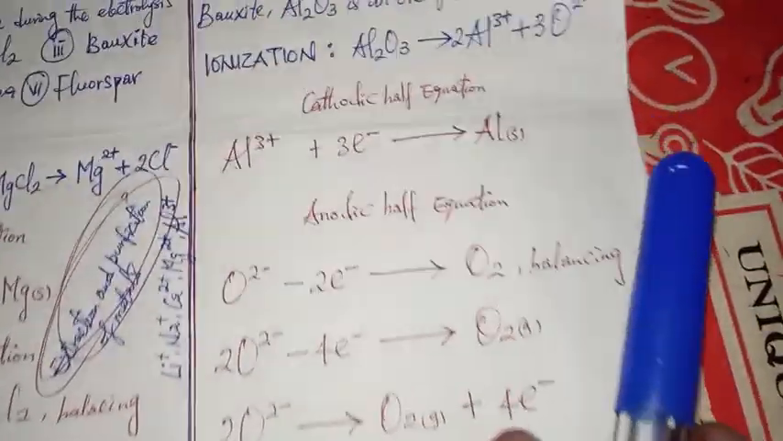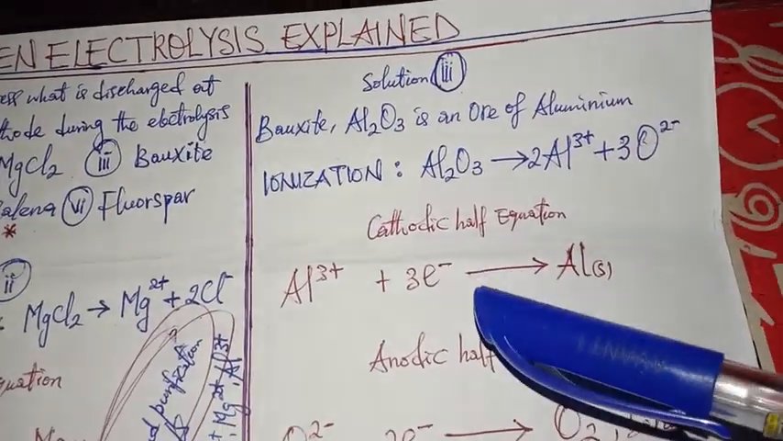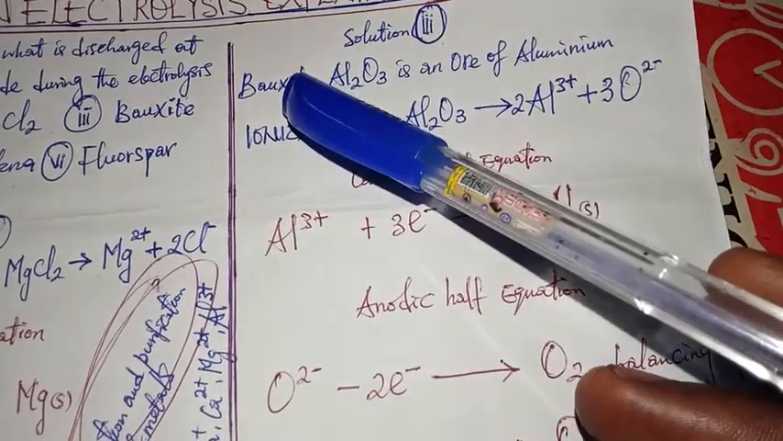In some cases, you can be asked to write summary or combined ionic equations. We are going to look into that as we move on with electrolysis of molten bauxite.